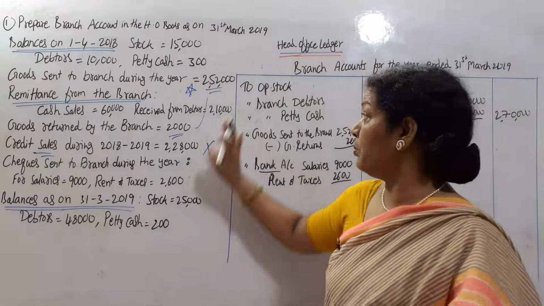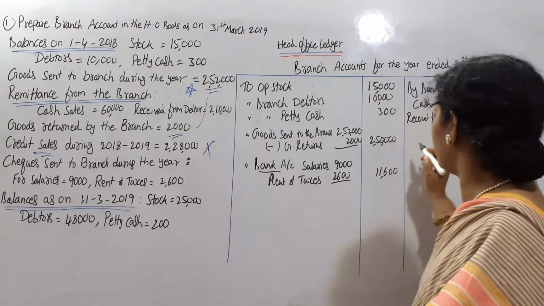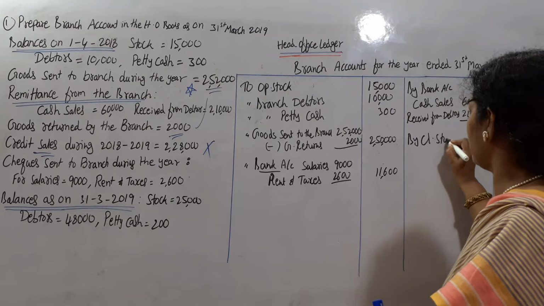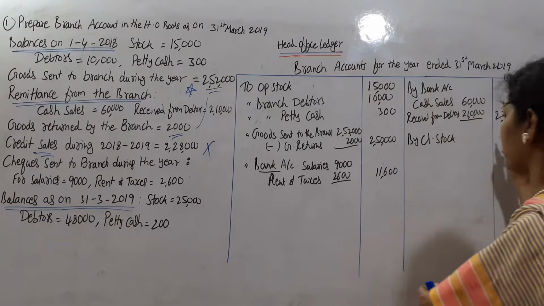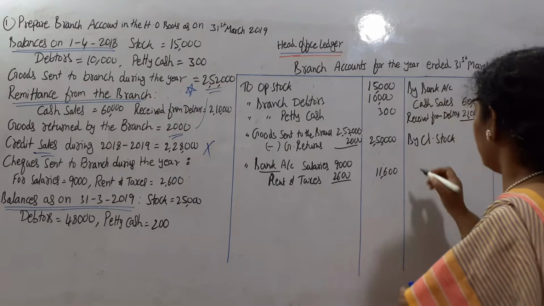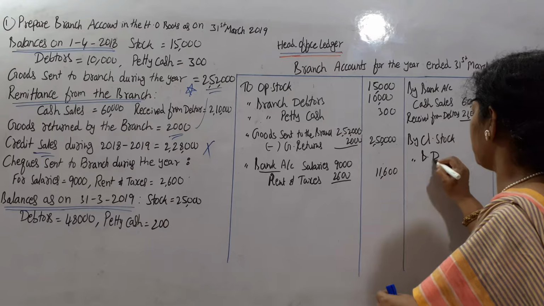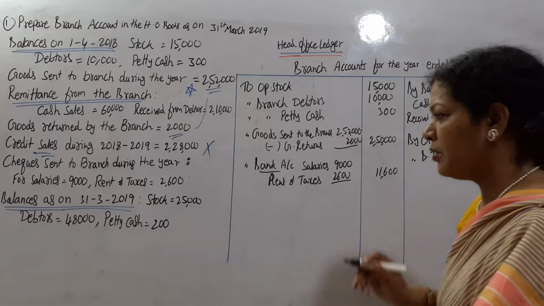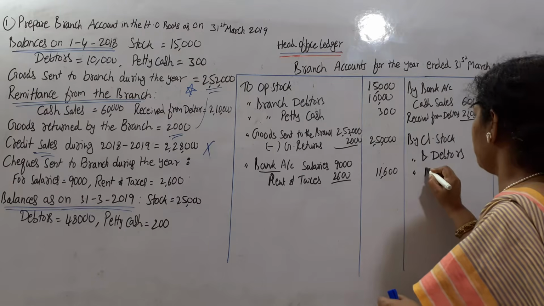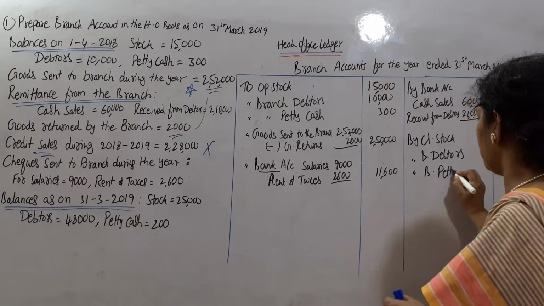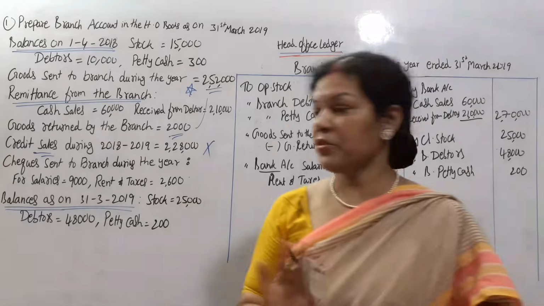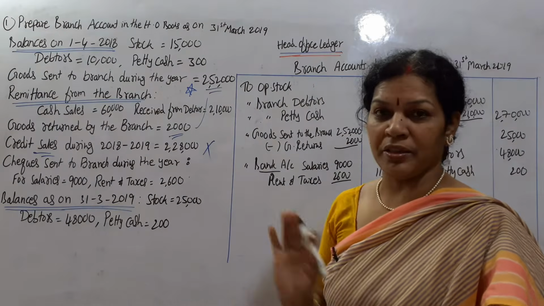Next, closing balances. Opening balances on the debit side, and closing balances on the credit side. So we'll write by closing stock 25,000. In the same way, branch debtors 48,000. In the same way, branch petty cash 200. Over. We have posted everything except credit sales, right?